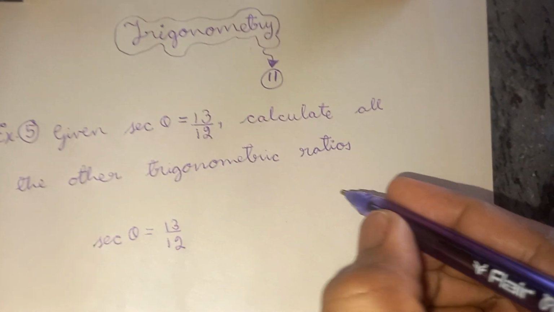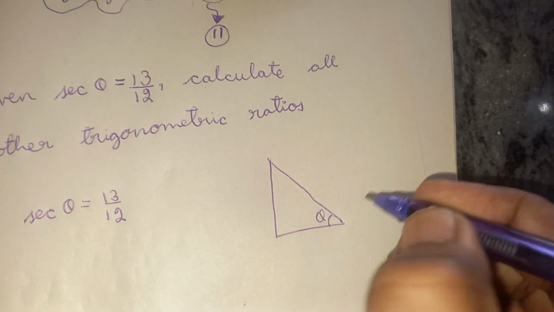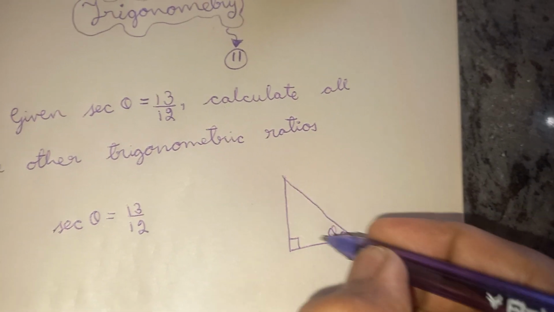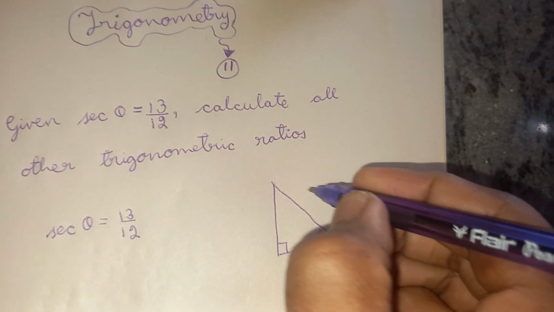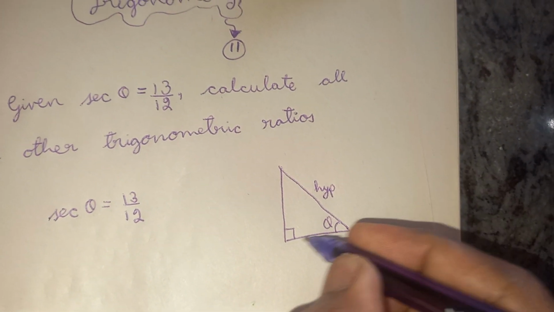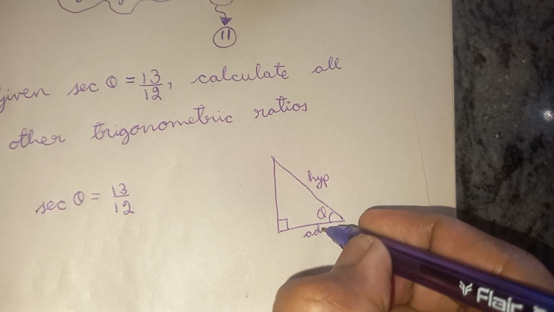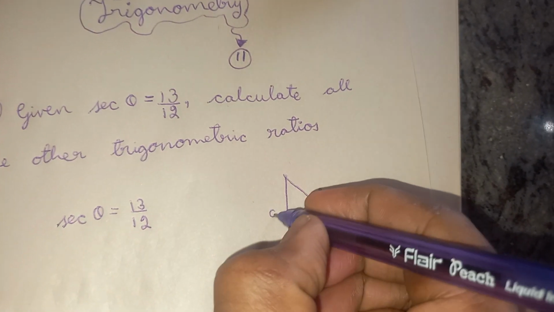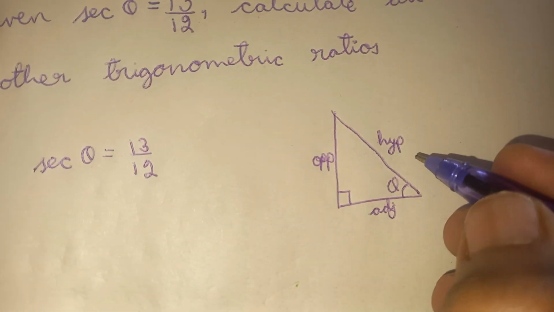Let's take an imaginary triangle. In this imaginary triangle, this angle is theta and this is the right angle. Let's mark the adjacent, opposite and hypotenuse. This is the hypotenuse because this is the biggest side, the side adjacent to angle theta becomes adjacent, and the side opposite to theta becomes opposite. Now let's do this problem again.